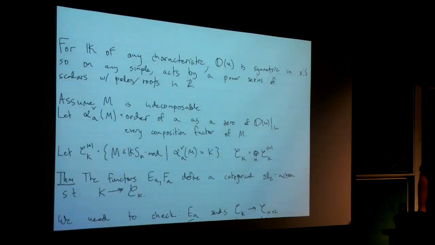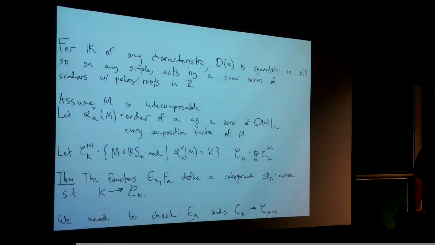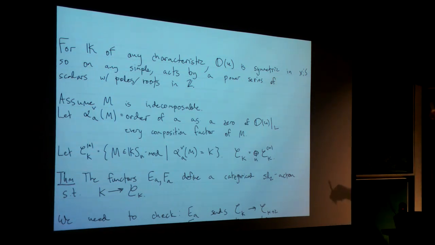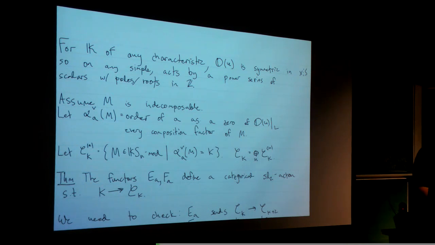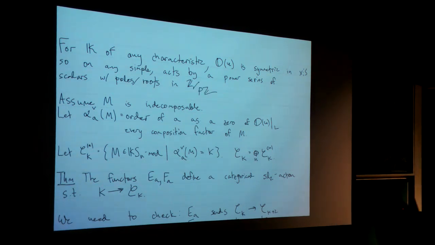All right. I should get away with time. Okay. Well, I can at least make the statement. For k of any characteristic, I still get the symmetric polynomial. So on a simple, it acts by a power series, and the roots and poles of that are going to be in Z mod p.